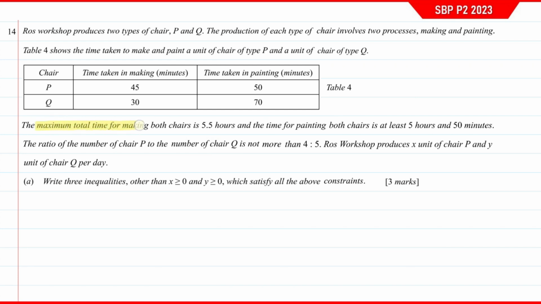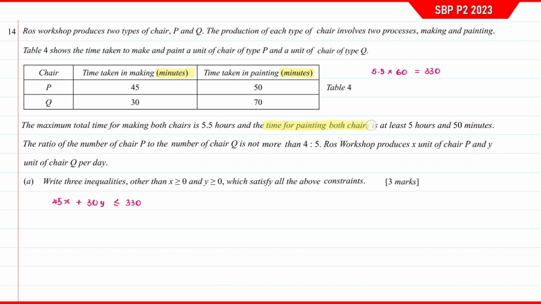So the first inequality is based on this information. As the time taken in making and painting are in minutes, we're going to convert 5.5 hours into minutes, which is 5.5 times 60, equal to 330. The keyword here is maximum, which means less than or equal to. Now refer to the time of making. The first inequality will be 45x plus 30y less than or equal to 330.